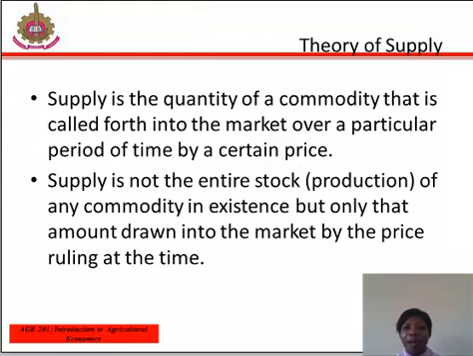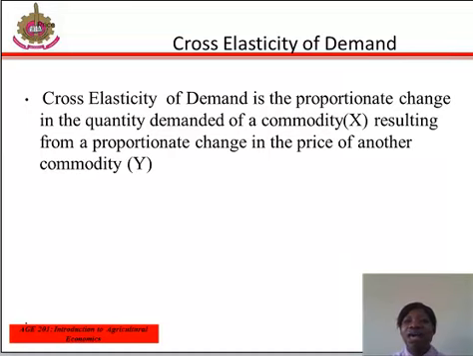Cross elasticity of demand is the proportionate change in the quantity demanded of a commodity, that is X, which results from a proportionate change in the price of another commodity, Y. The cross elasticity can be positive or negative. The basic determinant of cross elasticity is the nature of commodities relative to their uses.